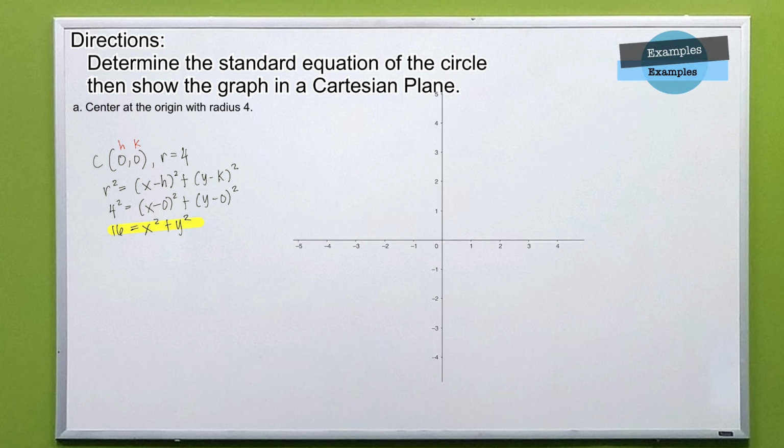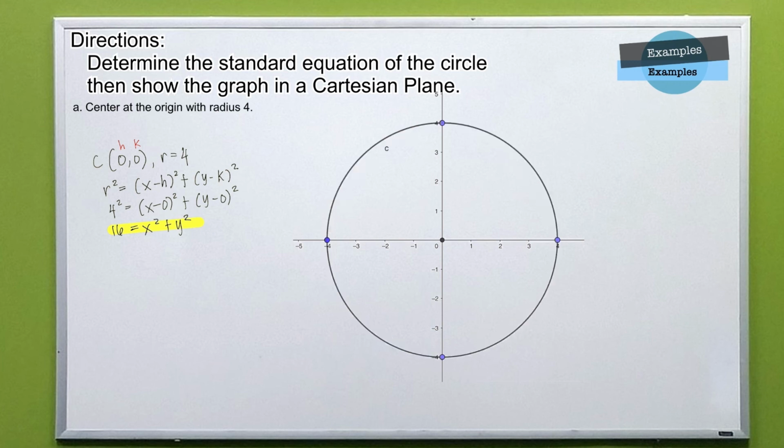To graph the equation, locate the center first. Since our radius is 4, from the center, plot the point 4 units to the right, 4 units to the left, 4 units below it, and 4 units above it. Then, connect the outer points in a circular pattern. Great! There you have it.